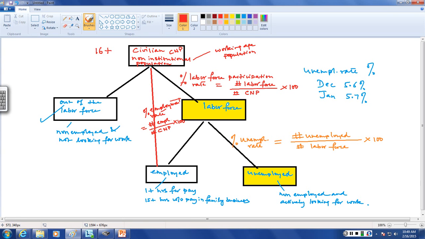So how many rates have we learned in class today? 3 rates, right? We have the unemployment rate, we have the labor force participation rate, and we lastly have the employment rate. And we will stop here today.